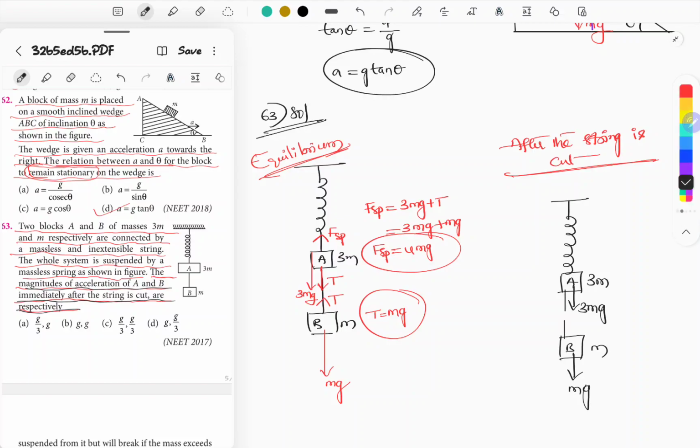Now if there is no string, what is going to be the tension in the string? Tension in the string is going to be 0. Here T is equal to 0. Now the spring force is present, and this spring force is in the opposite direction.